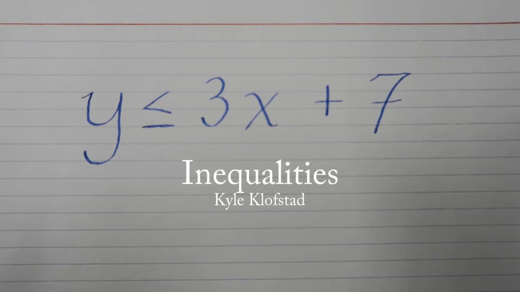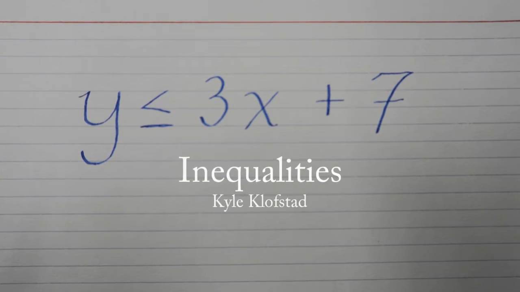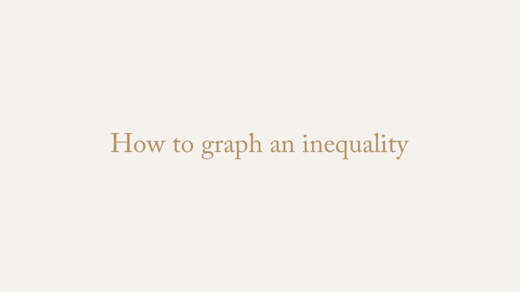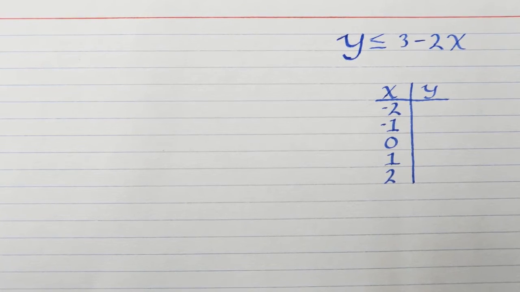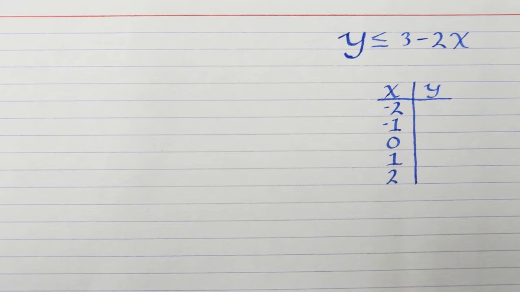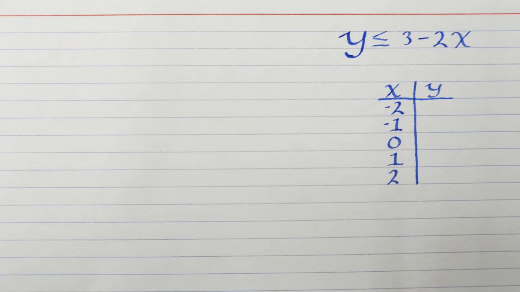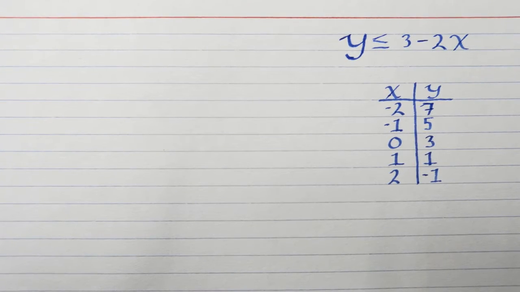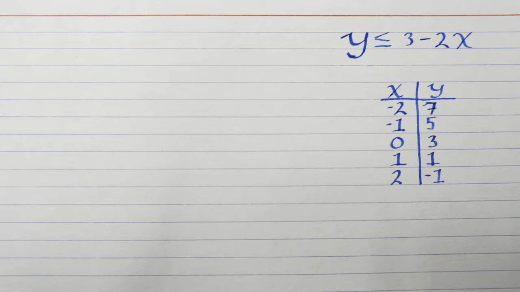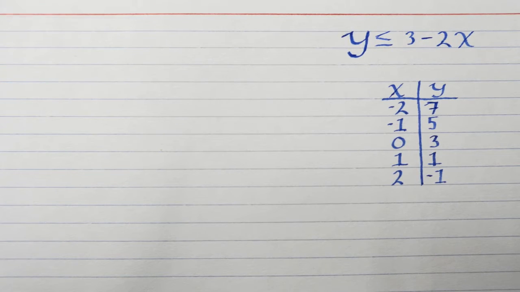Today we are going to learn about graphing and balancing inequalities. Let's begin with how to graph an inequality. The first thing you want to do when you have an inequality is create a table where you have 5 values that you will be using to plot your points on your graph. The next step is to plug those values into the equation to get your y values for those points.